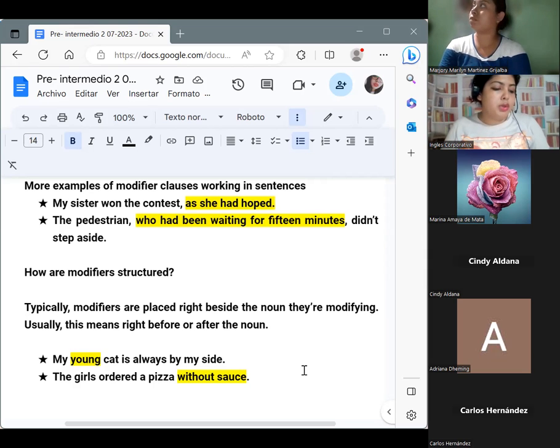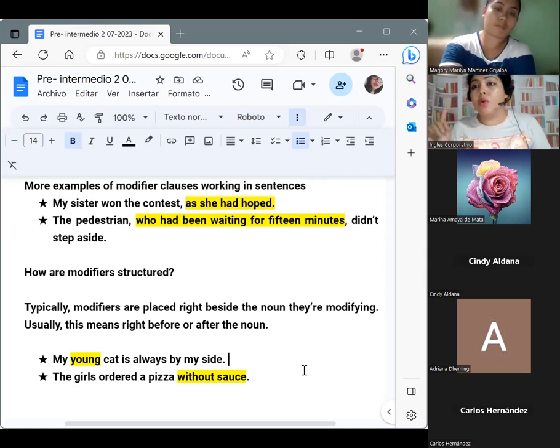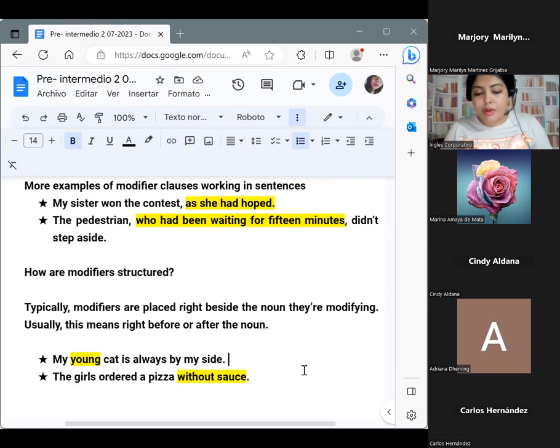This is also true when they are modifying a verb or adjectives. So remember that when we are learning English, we have different categories of the same words. So in this case, we can also modify verbs and adjectives. Podemos modificar verbos y adjetivos también, no simplemente un nombre.